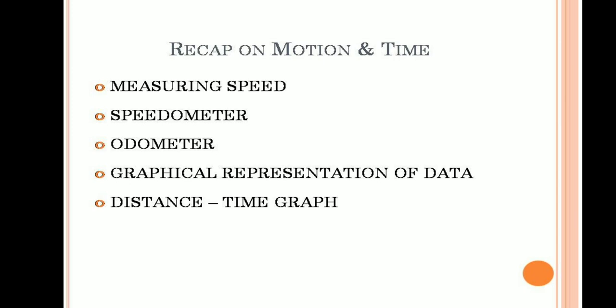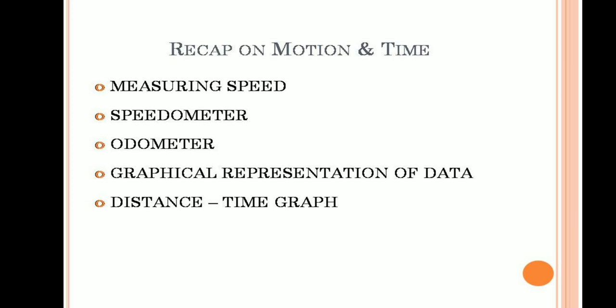Graphical representation of data. We can represent the data in a pictorial form in three ways: bar graph, pie chart, line graph. Distance time graph. A graph which represents the distance traveled by an object with respect to time is called a distance time graph. The distance time graph is a line graph.